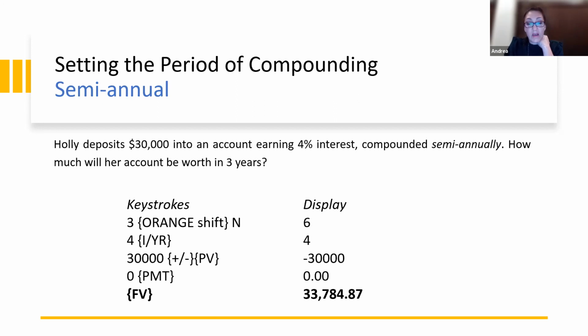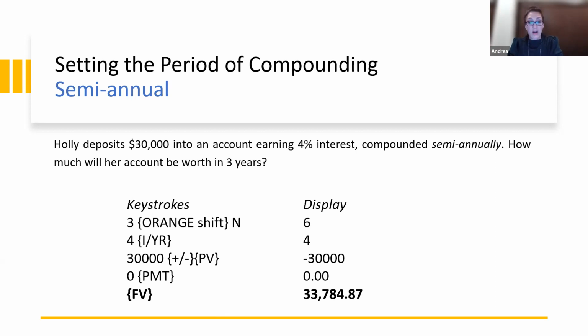Okay, so you're going to hit 3, okay? Because it's 3 years. You're going to hit your orange shift button, and then you're going to hit your N button, which is the number of periods, and it's automatically going to display 6. Because 3 times 2 is 6, right? It's because it's paying twice a year. So it's actually over 6 periods that it's going to be compounding.